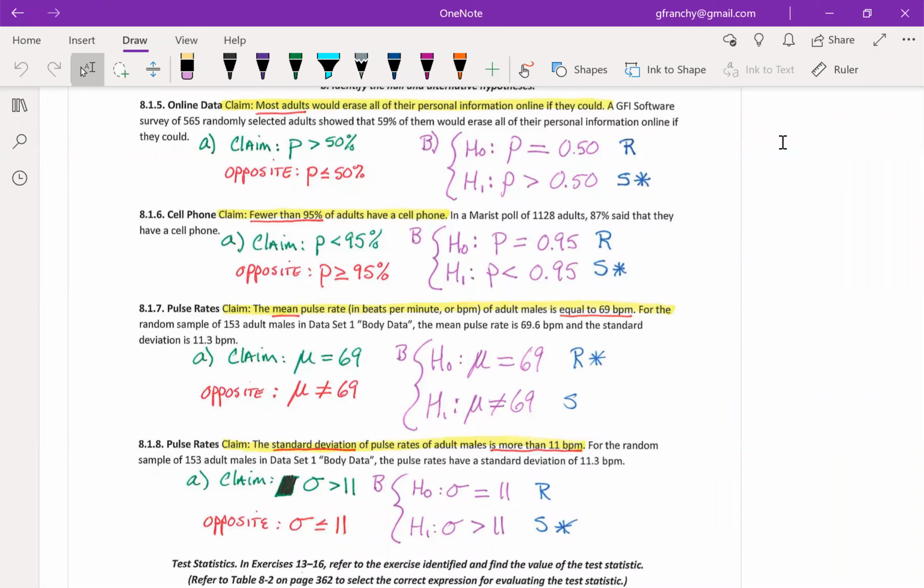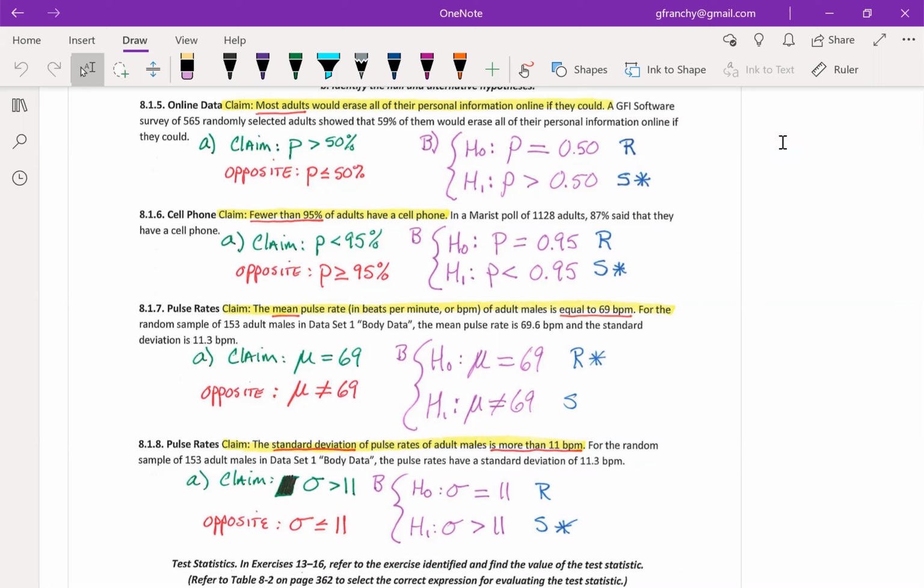I just wanted to go through and take a look at the other translations here, the writing of the claim and how that turns into writing the hypothesis statement. In number 6, the claim was fewer than 95% have a cell phone. And again, think about what the question would be.